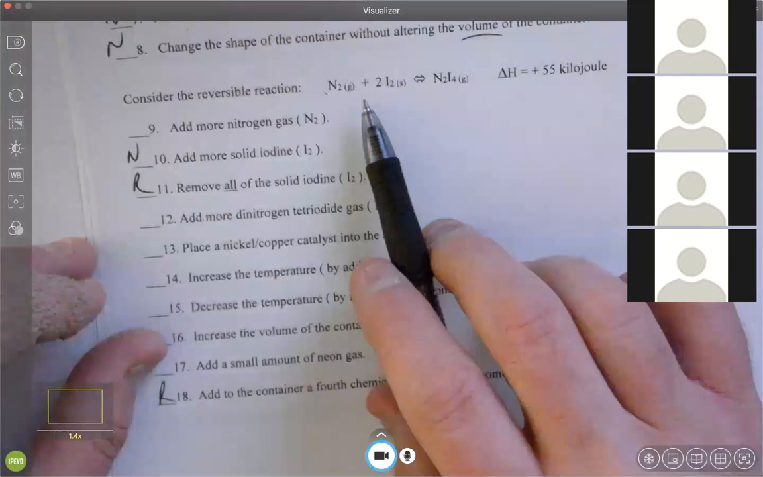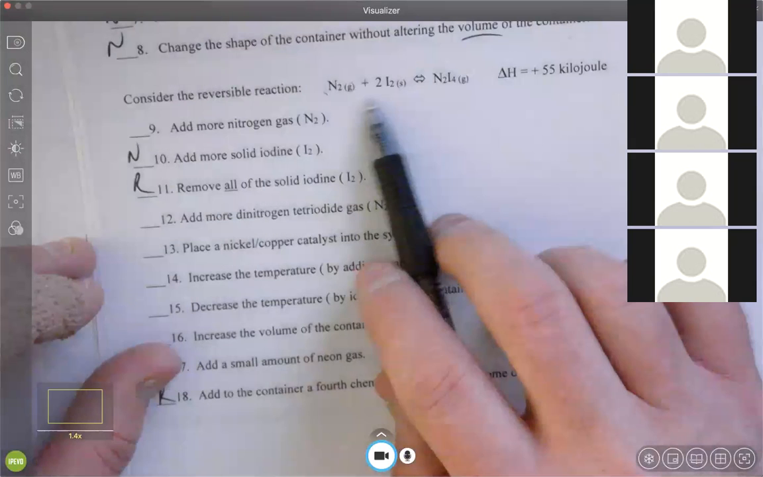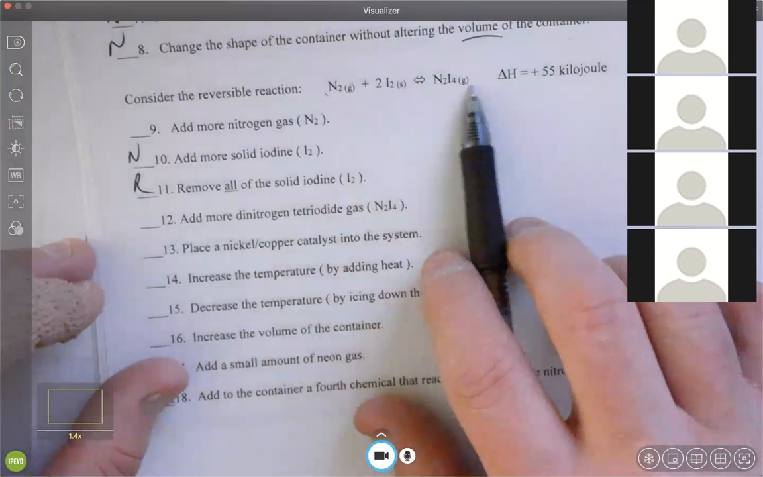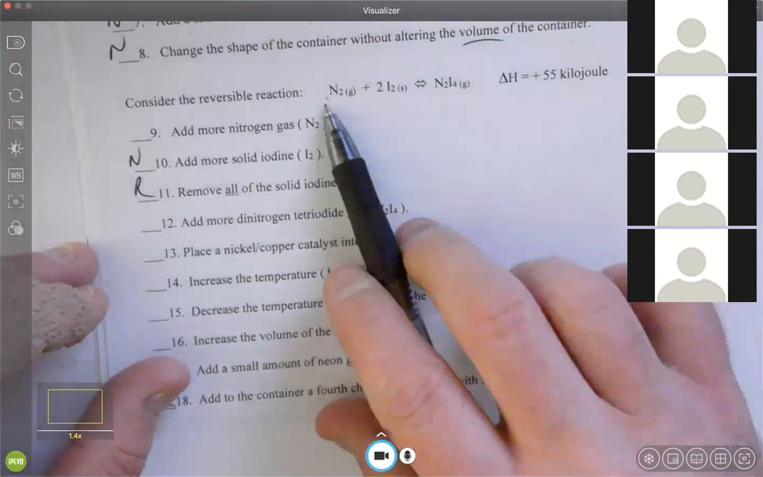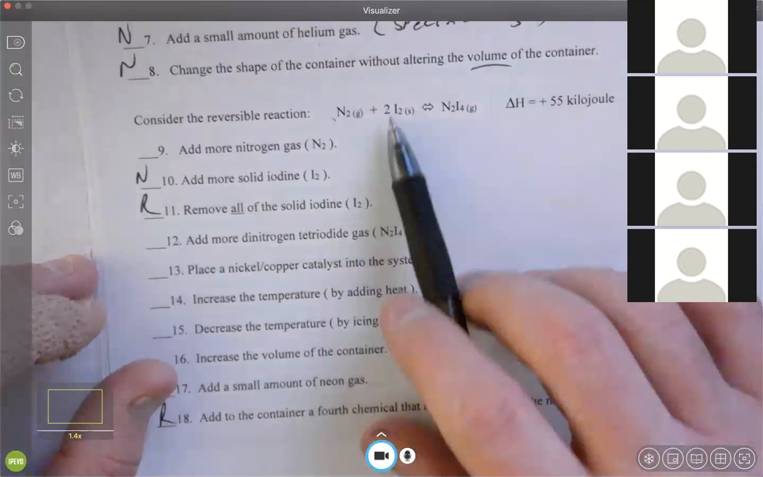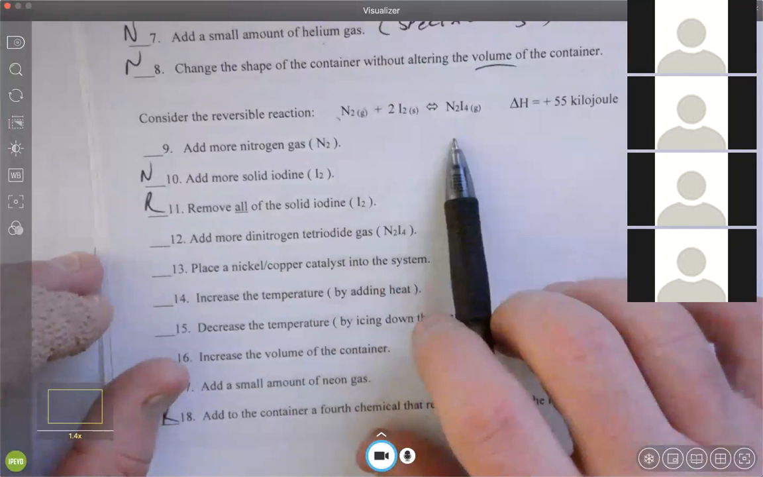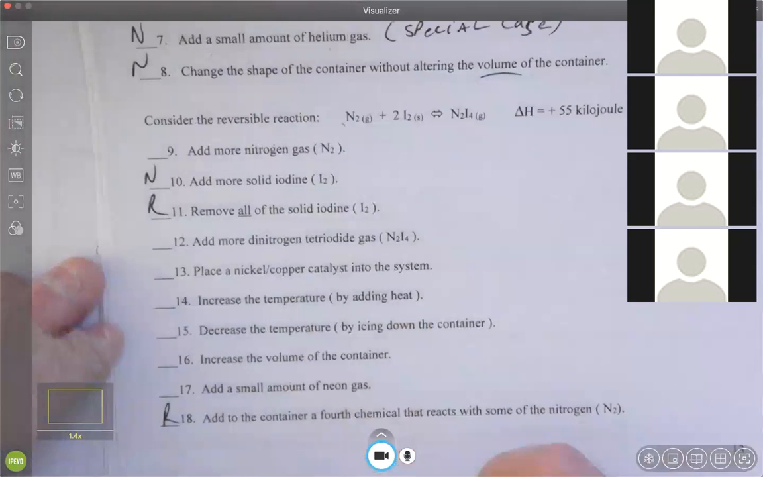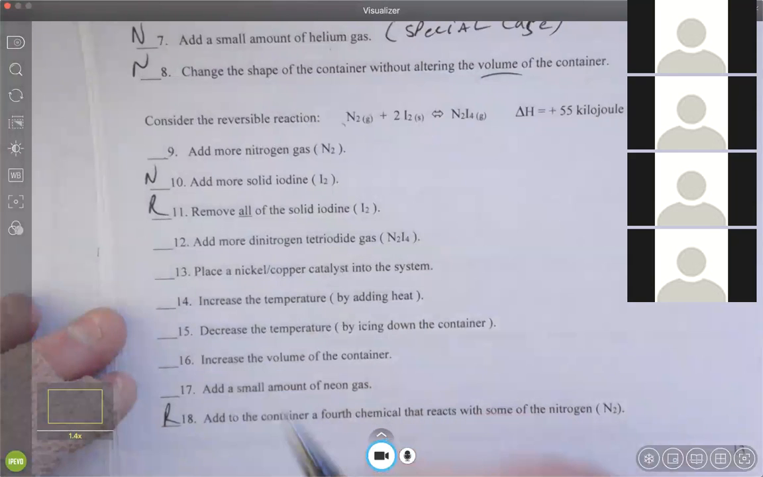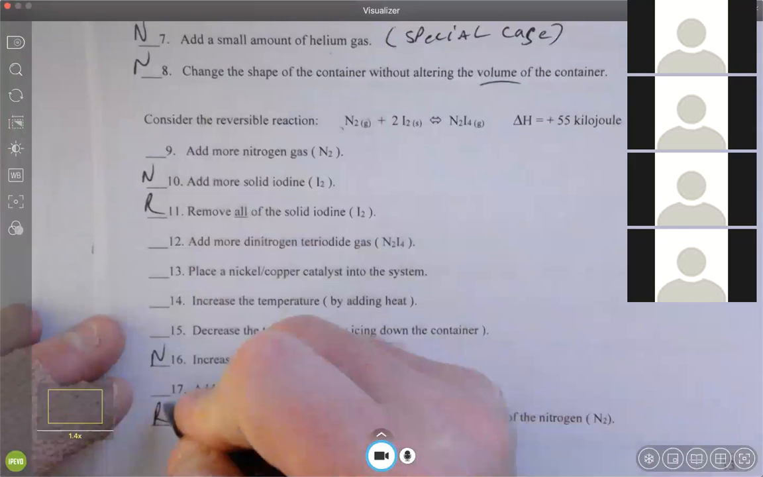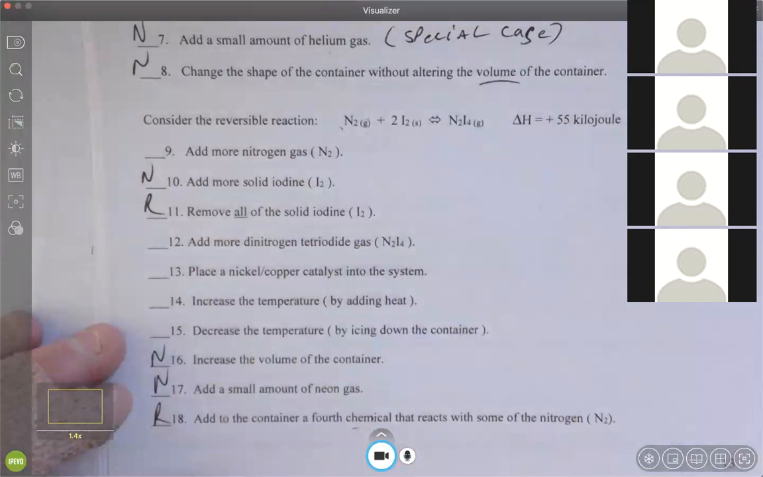Keep in mind, since we have that solid iodine, we have 1 mole of nitrogen and 1 mole of dinitrogen tetraiodide. The number of moles on each side is equal. So if we change pressure or volume with these two, there will be no change. So an increase in volume, no change. Add a small amount of neon gas. Well, as we talked about up here, we're not changing the volume of the system, so that won't be any change anyway.